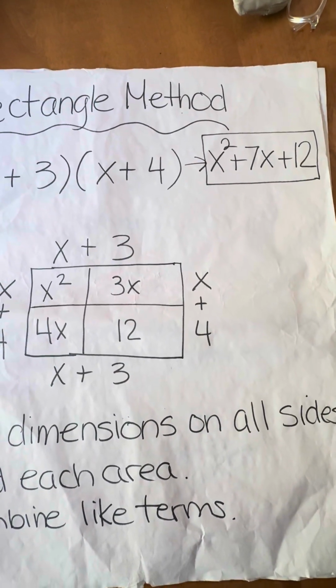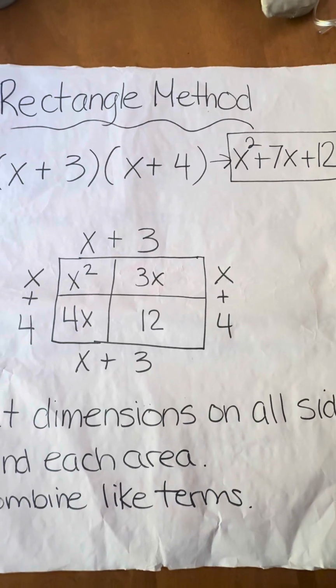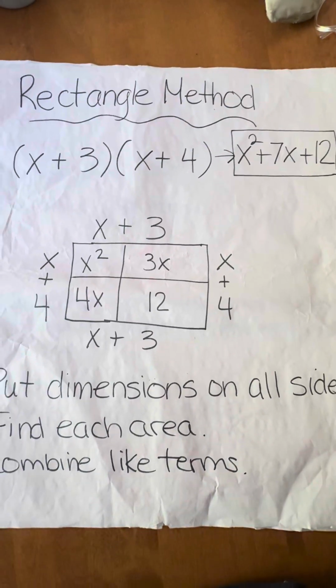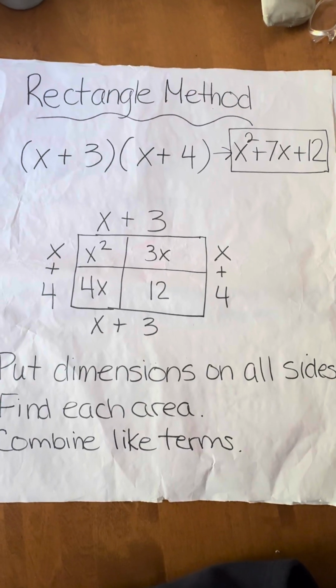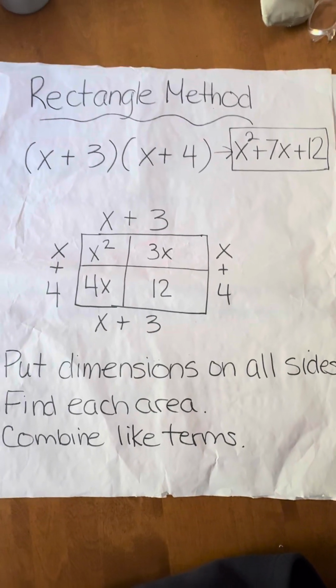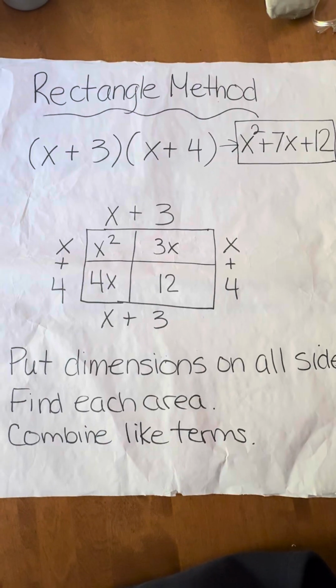So whether you're a FOIL kind of kid or a rectangle method kind of kid, either one hopefully should help you with factoring and then multiplying binomials so you can kind of go back and forth between the two types of things.